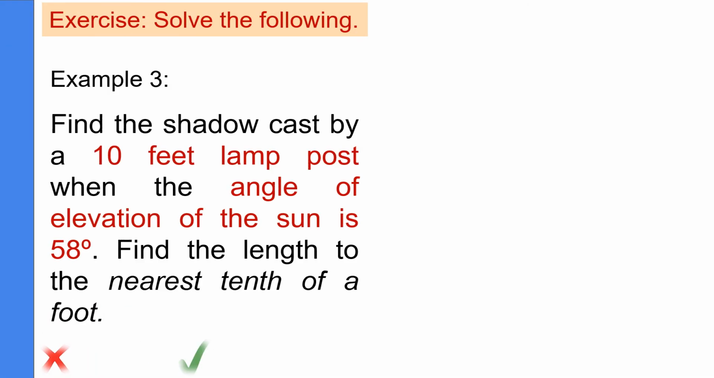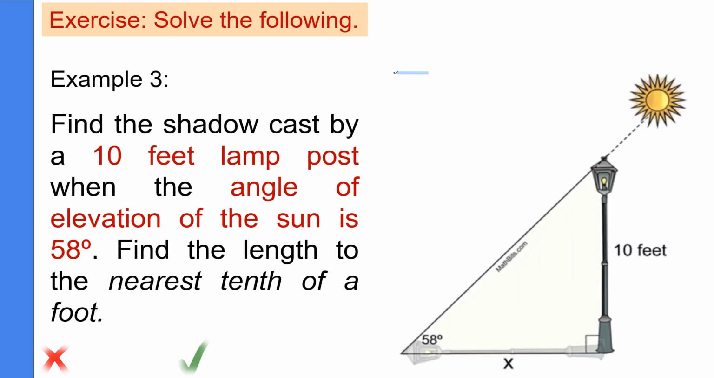So let us have another one. Find the shadow cast by a 10-foot lamp post when the angle of elevation of the sun is 58 degrees. Find the length to the nearest tenth of a foot. So in here, we have the x. So we need to solve for x. First, we need to decide what function we need to use. So in here, we are going to use tangent.